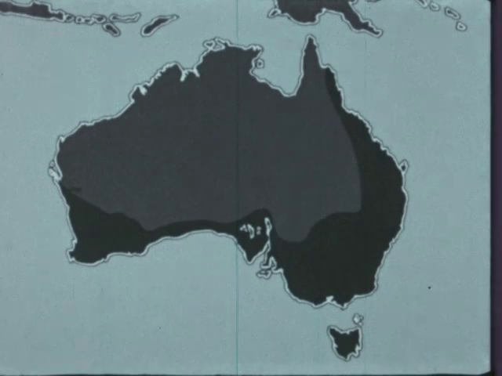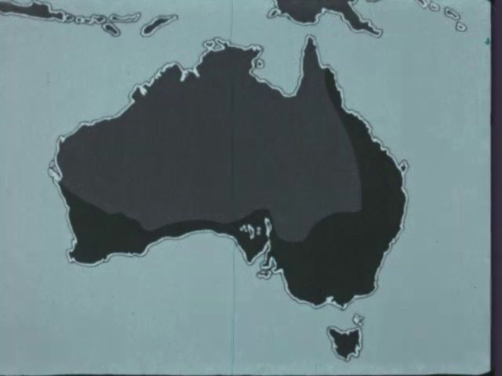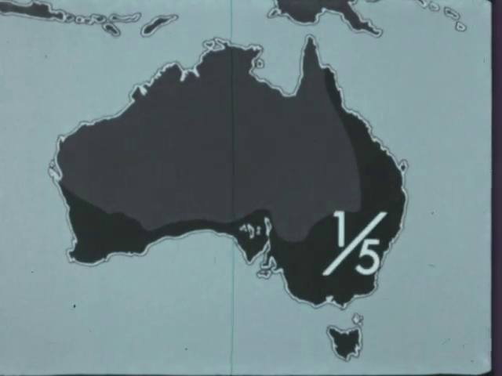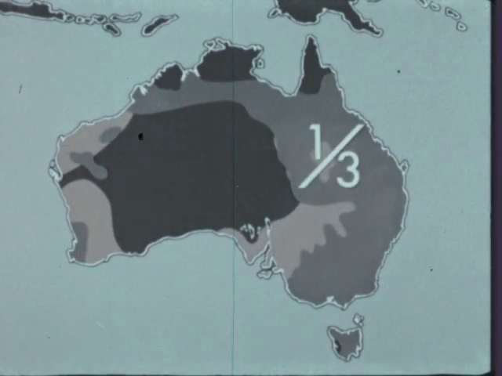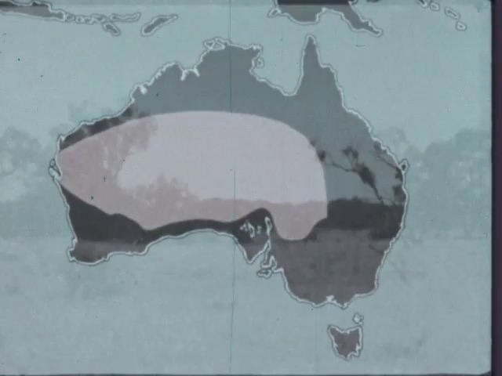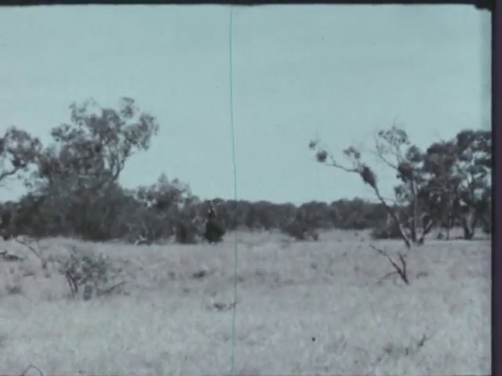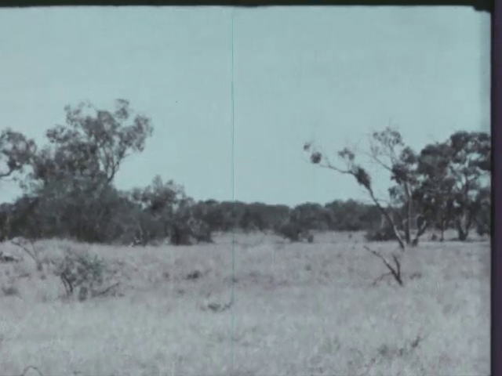We've seen lands where wheat, sugarcane, apples, and other crops are produced. We've seen grazing lands where sheep and cattle are raised. Yet the good farmlands are only 1/5 of the continent. The best grazing lands are about 1/3 of the continent. What about the rest of Australia? Much of it is like this, arid country that Australians call the Outback.